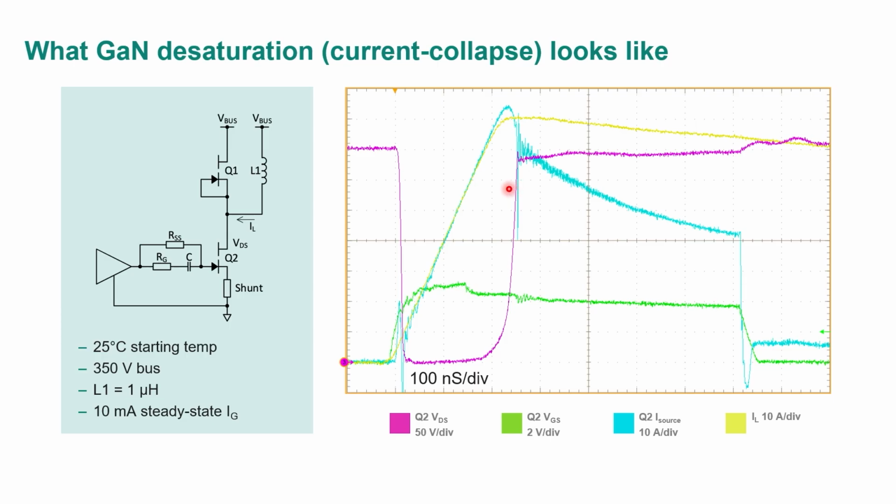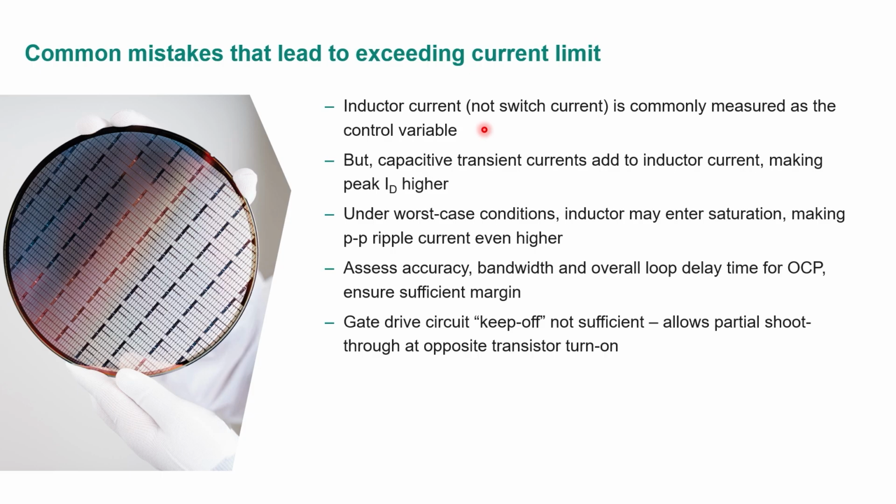And if your current loop is waiting to reach a certain current and you never get there, it never turns off, so this transistor isn't going to last. So you have to know what the current limit is, and you have to be able to accurately measure it to avoid this condition. There are a couple of common mistakes that will lead to inadvertently exceeding the current limit. One of them is that we often measure the inductor current, not the actual switch current.